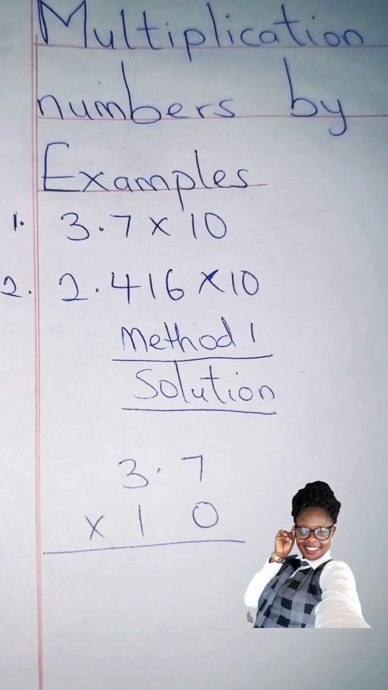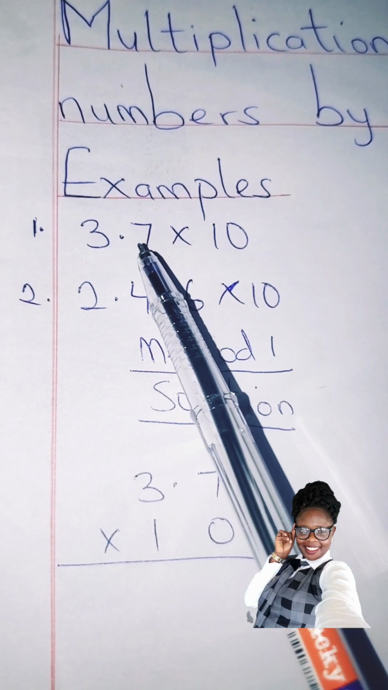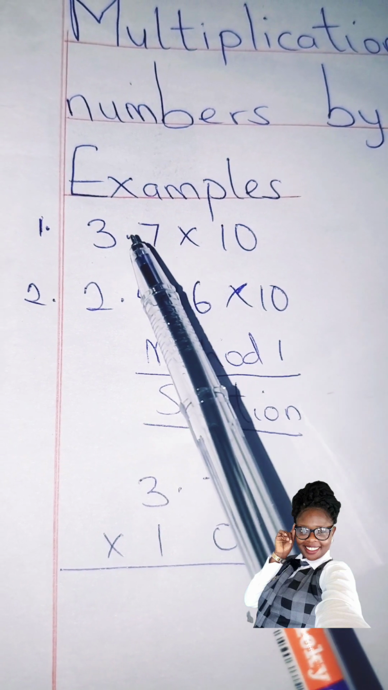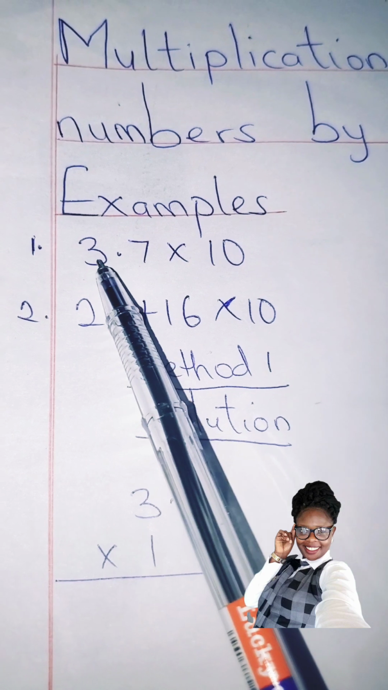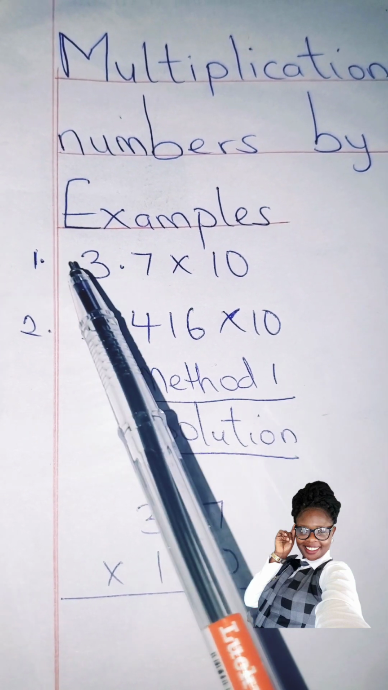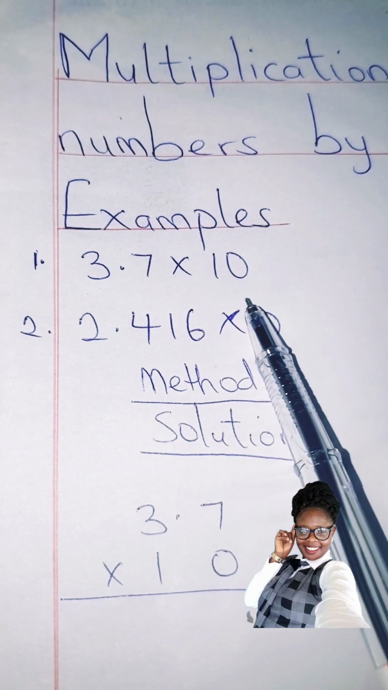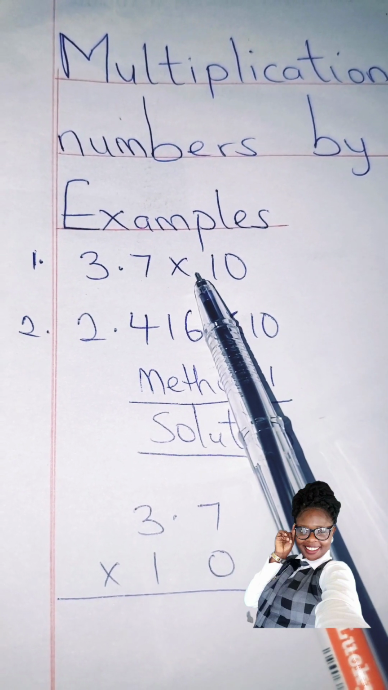And here it is, 3.7 times 10. 0.7 here is a decimal. A decimal number is a number that begins with a decimal point, 0.7. Why is this 3 a whole number? Because it does not begin with a decimal point. So in 3.7, 3 is a whole number, 0.7 is a decimal, times 10. This 10 is a whole number, it does not begin with a decimal point.